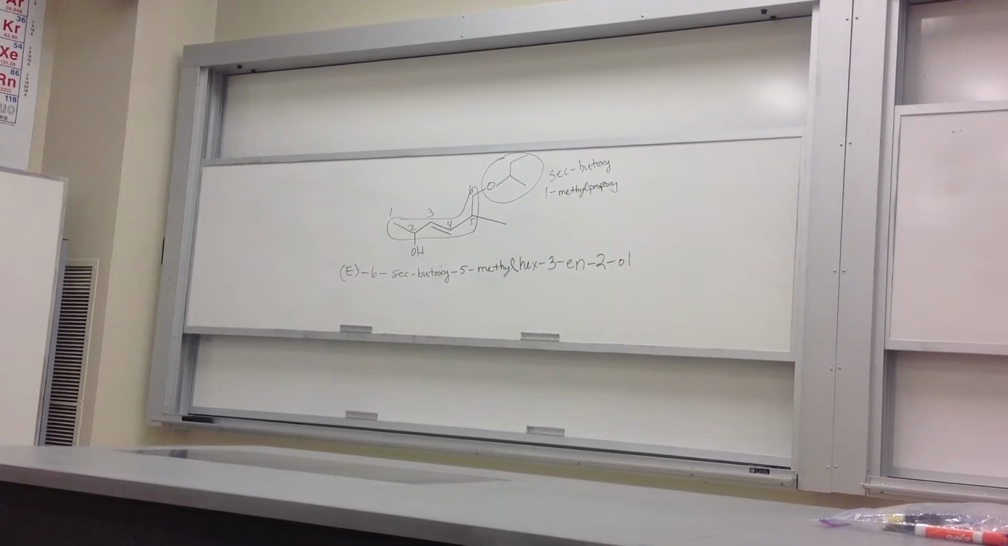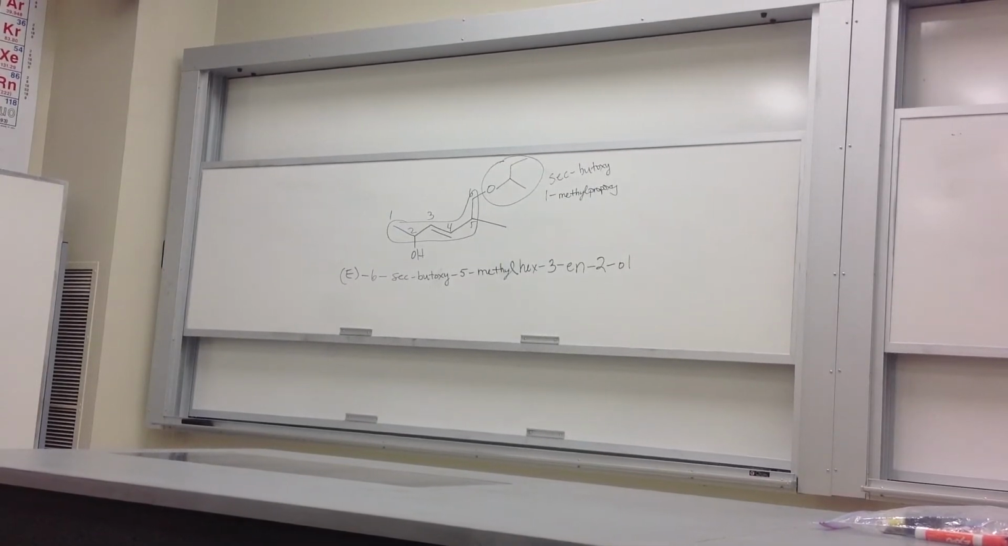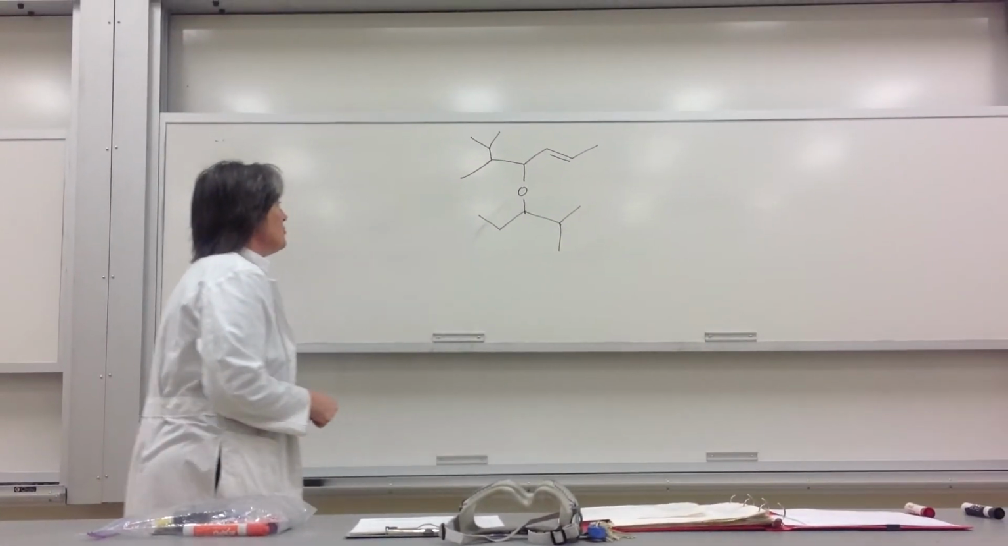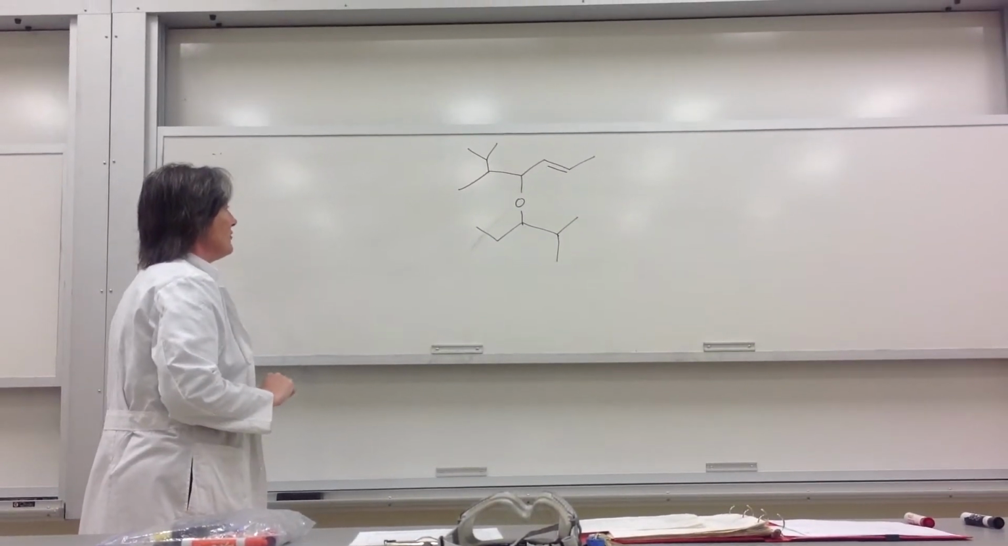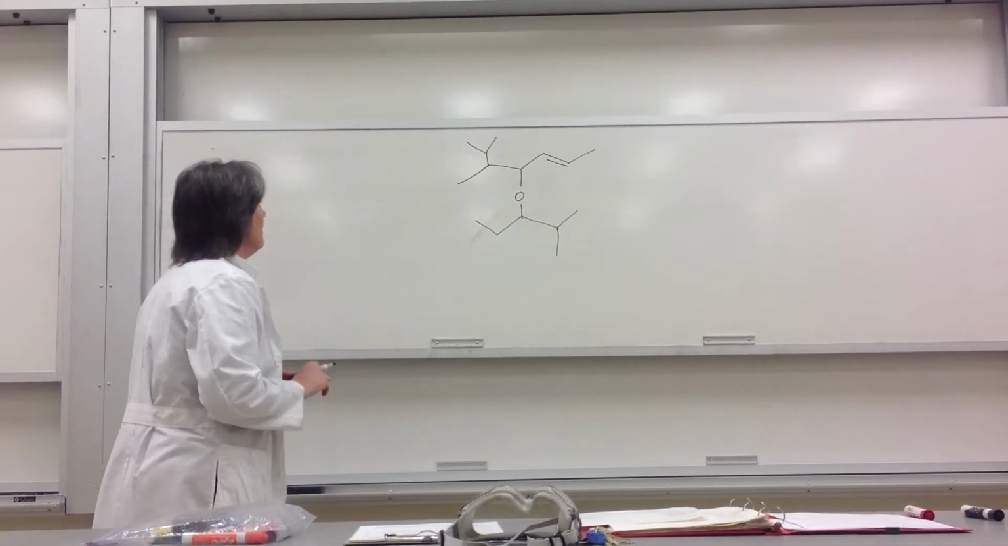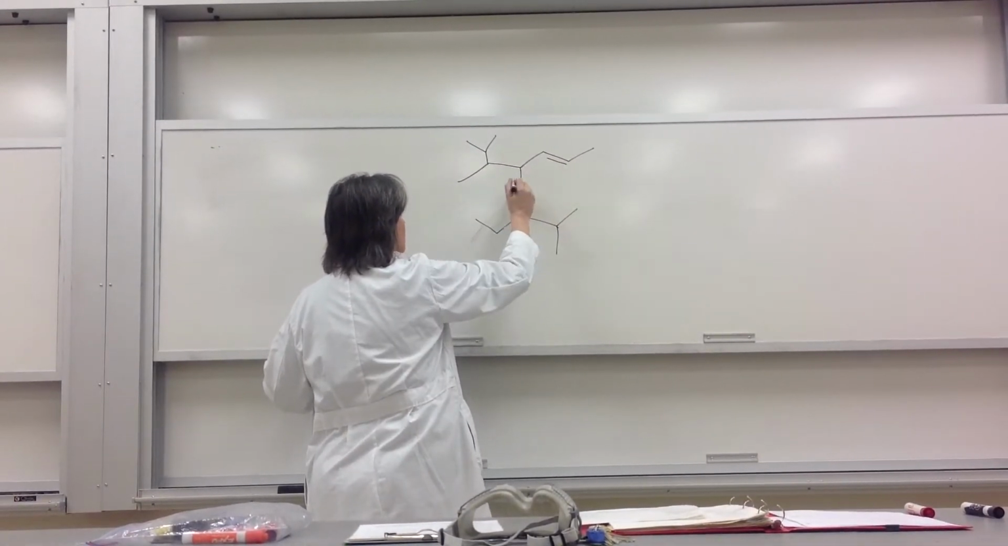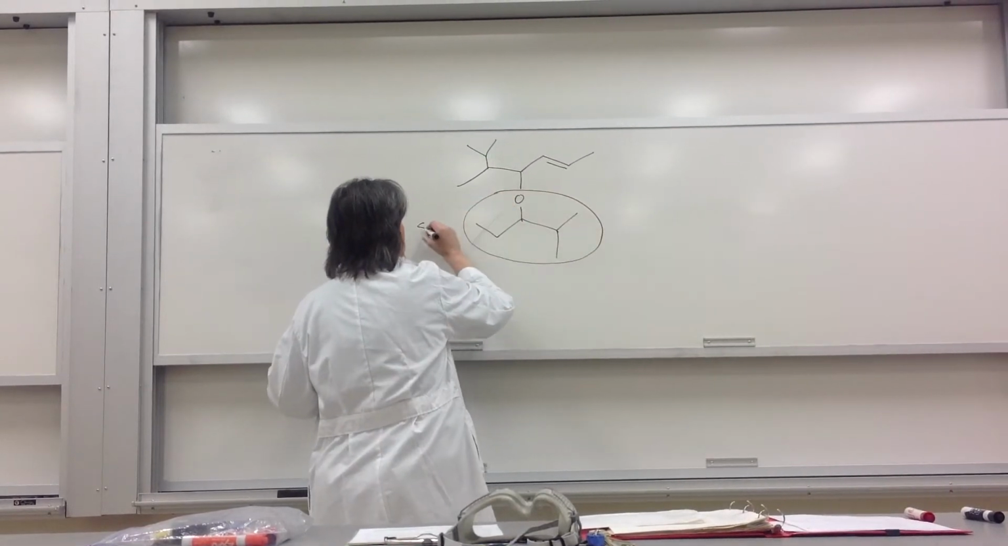Okay, questions on that one? All right, now let's try our hand at this one. I have to choose a parent, and since I've got a functional group in there, it helps. This is going to be the parent, this chunk up here. And this is going to be the substituent. Everyone okay with that?